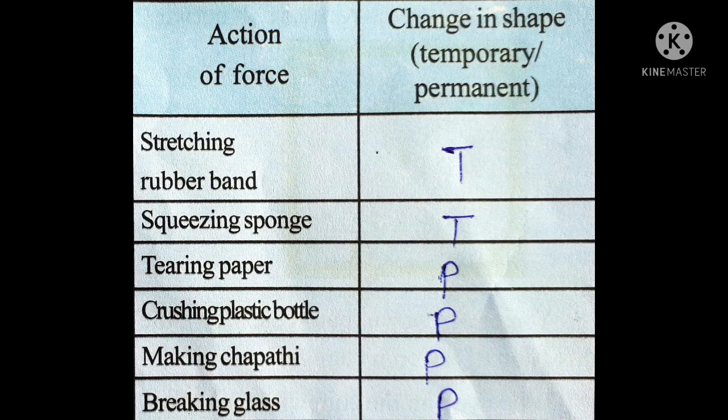From the above table, we understand that a force not only changes the state of motion of an object but can also change the shape of an object. It may change the shape temporarily or permanently based on the nature of the object and the force applied on it.